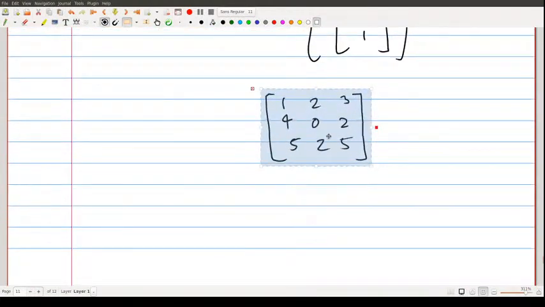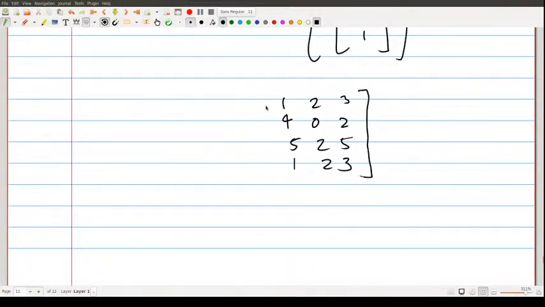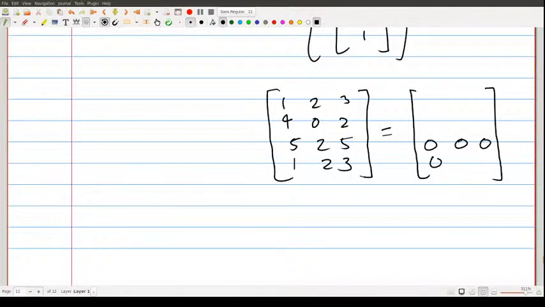Let's say, for the sake of argument, we add another row to it. What would another row be? It would be 1, 2, 3. If you do Gaussian elimination on this, then you will get two rows which are 0, and the reason is this row is the same as this row.